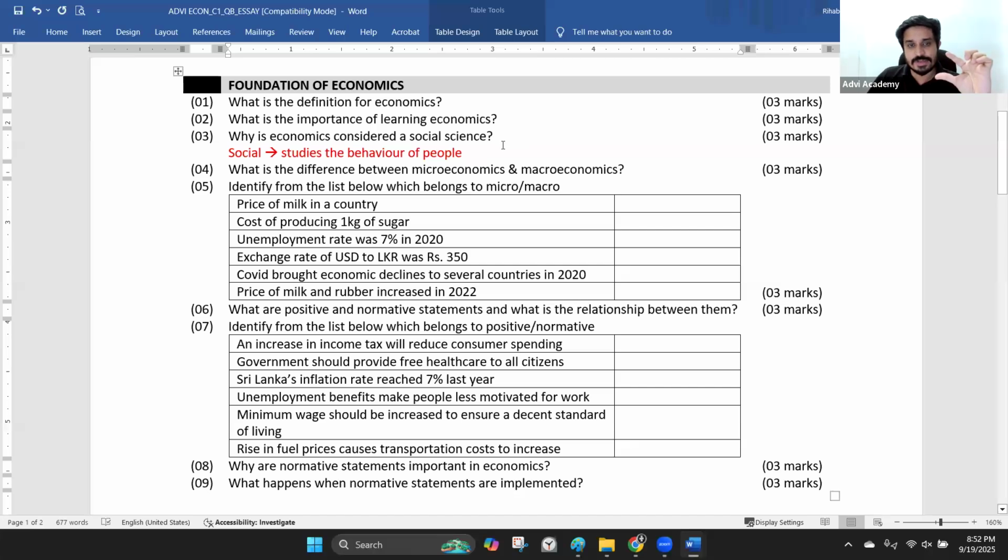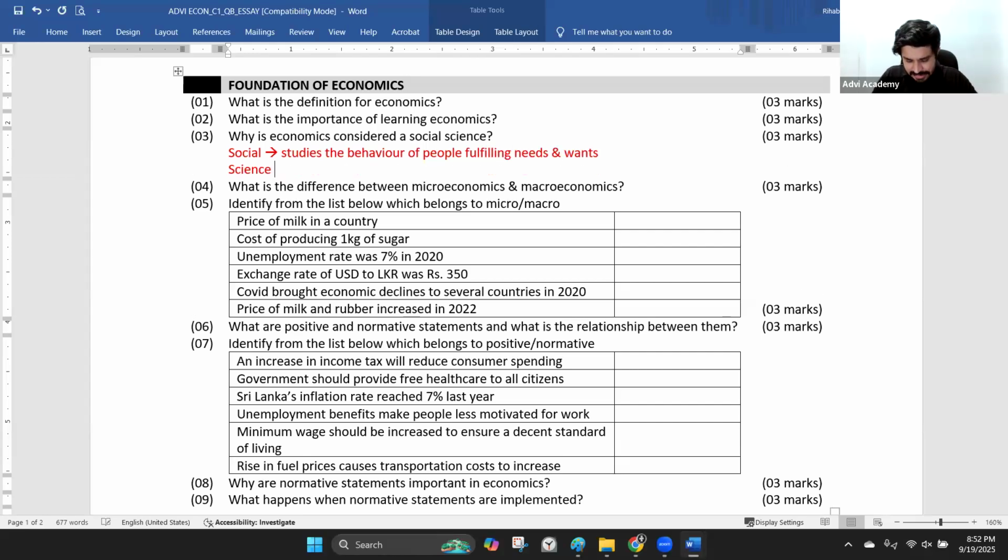So when you're addressing this question, you have to say economics. You can give the definition for economics if you want. And then you can say it's considered social because it studies the behavior of people, you can say fulfilling their needs and wants. And why is it considered a science? You can say it's considered a science because it is based on scientific methods. These 2 points have to come in your answer.